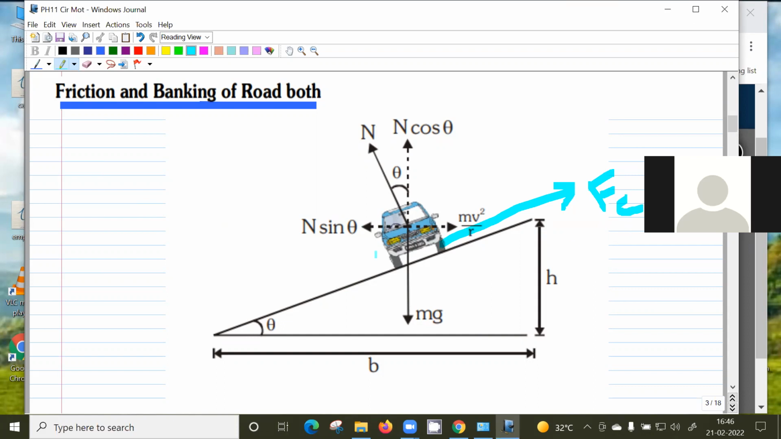Let me call it FC. So the direction of the friction force is this way, is it? Yes, sir. Okay. Suppose the car is going very, very slow, then what will happen to this friction force? It will reduce, decrease. What about the direction?